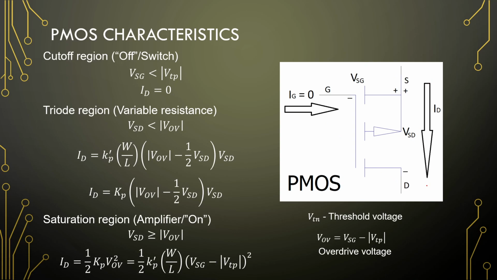Our drain current is flowing from, well, it typically depends on your construction, but here's the source, here's the drain, and it will flow out on that side. Gate current is 0, and the SG is sitting up here. Okay, and that is it for our DC characteristics of our MOSFETs.